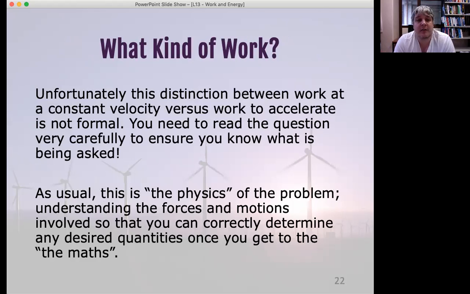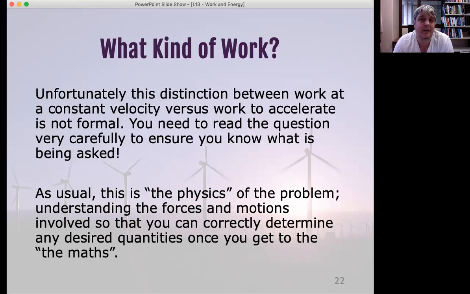Unfortunately, this distinction is not formal. There are no strict rules. As you've seen with a lot of physics so far, there is no method that you can just memorize and learn. You can't just use maths and figure out the solution.